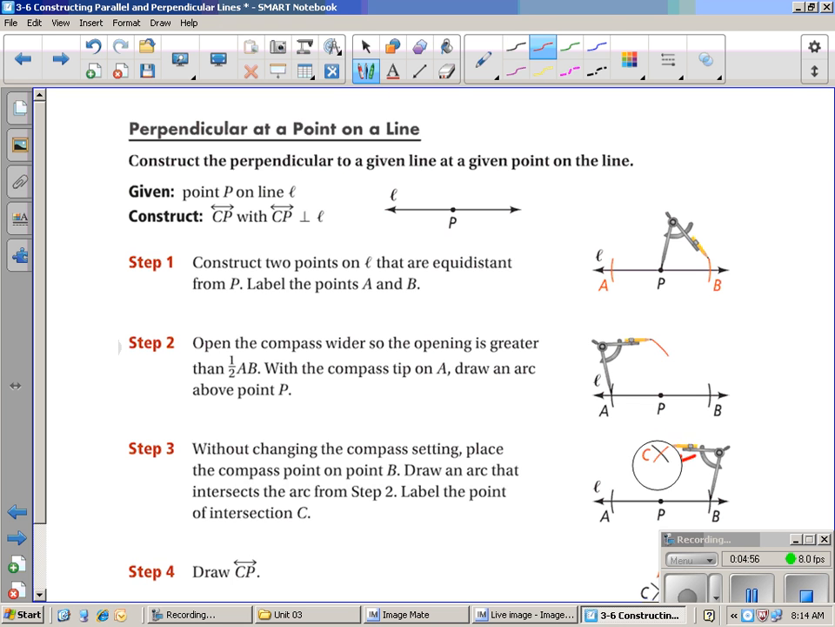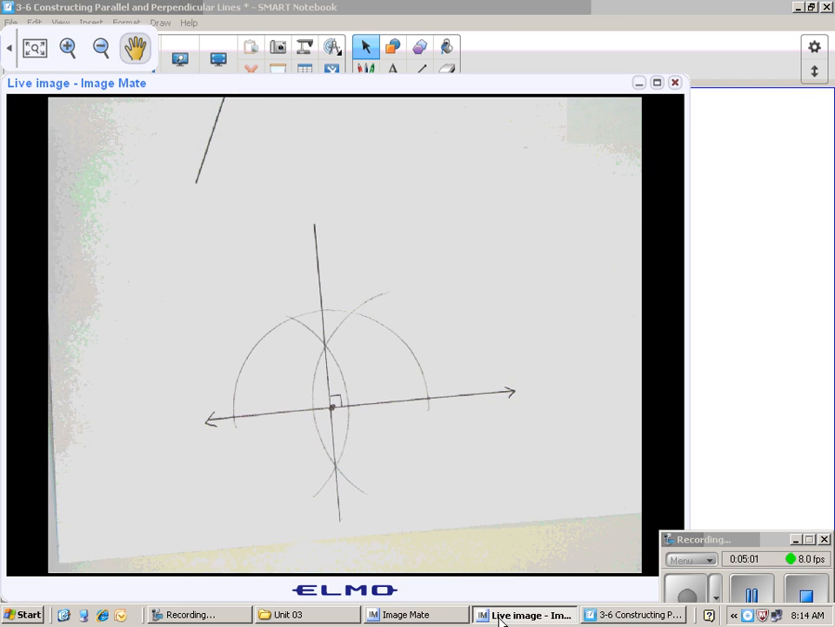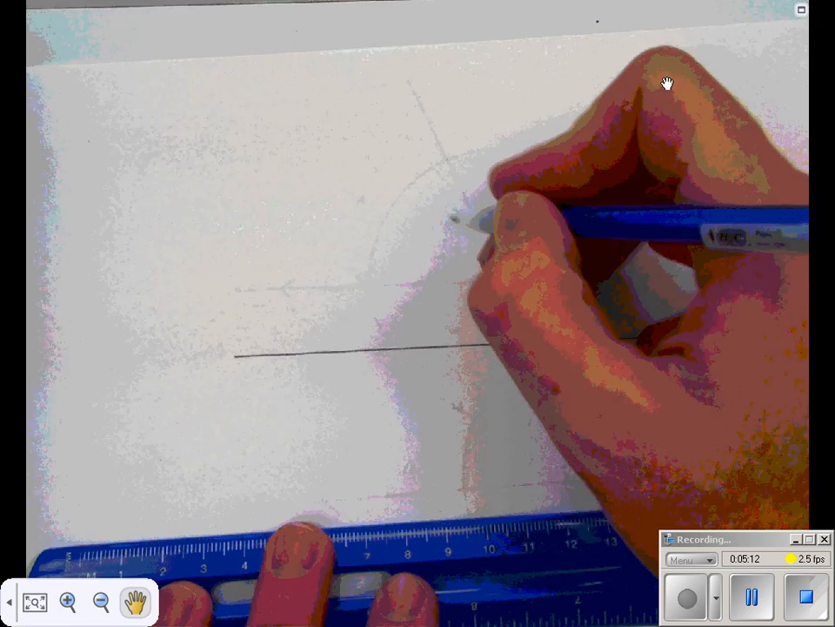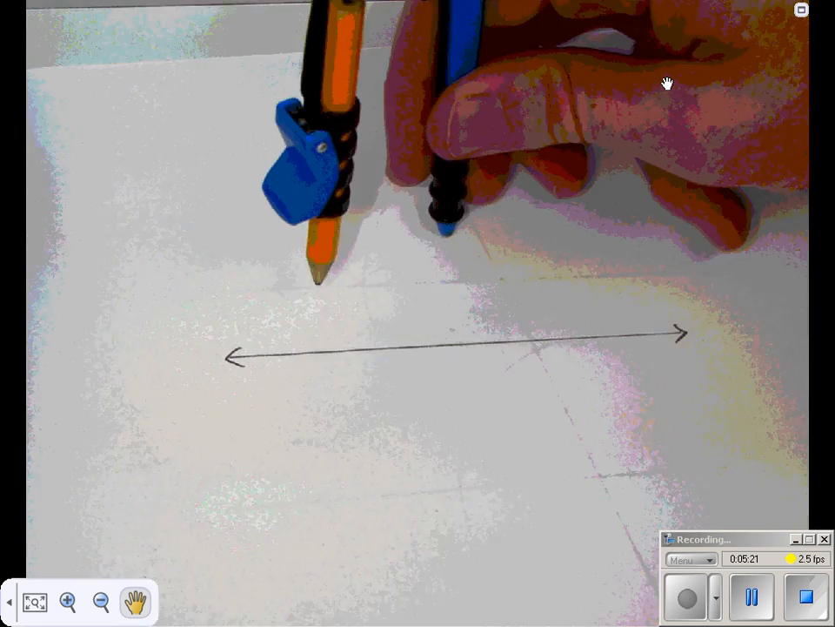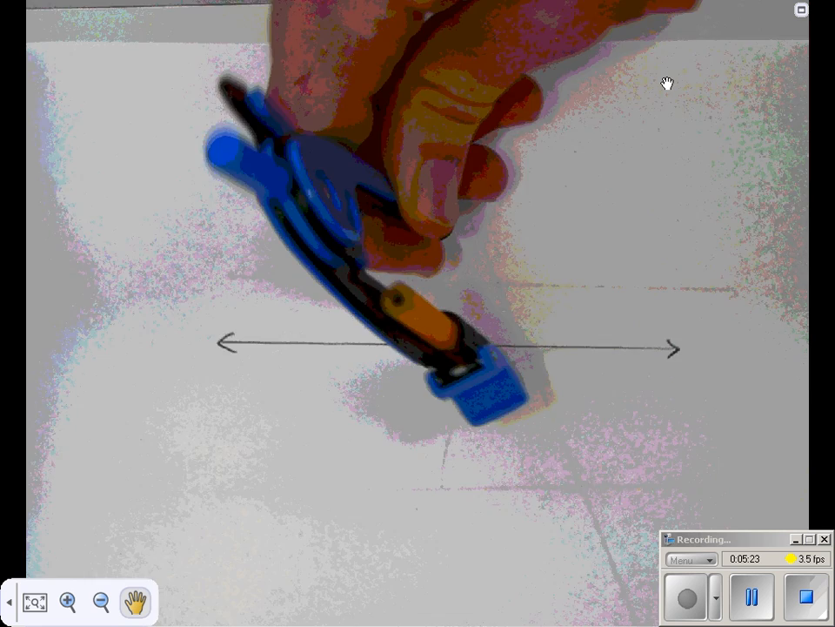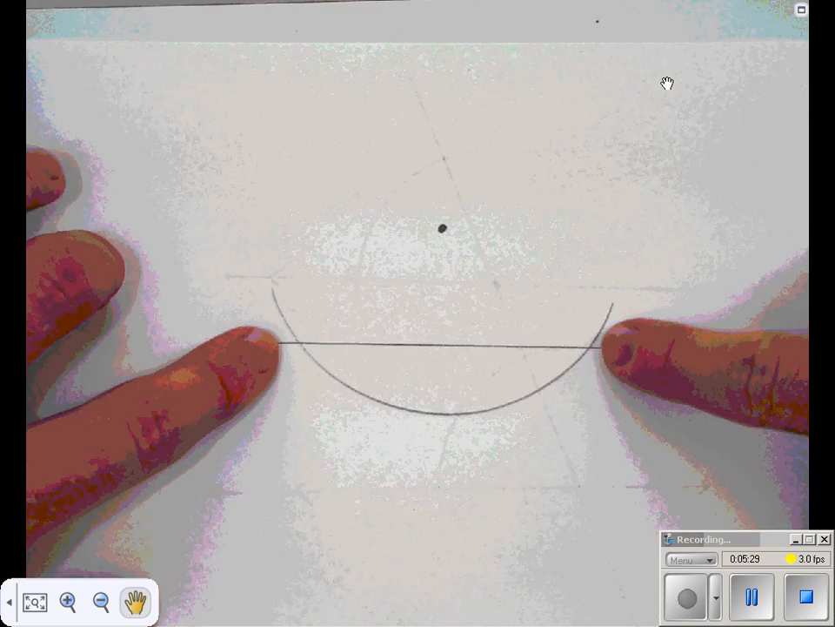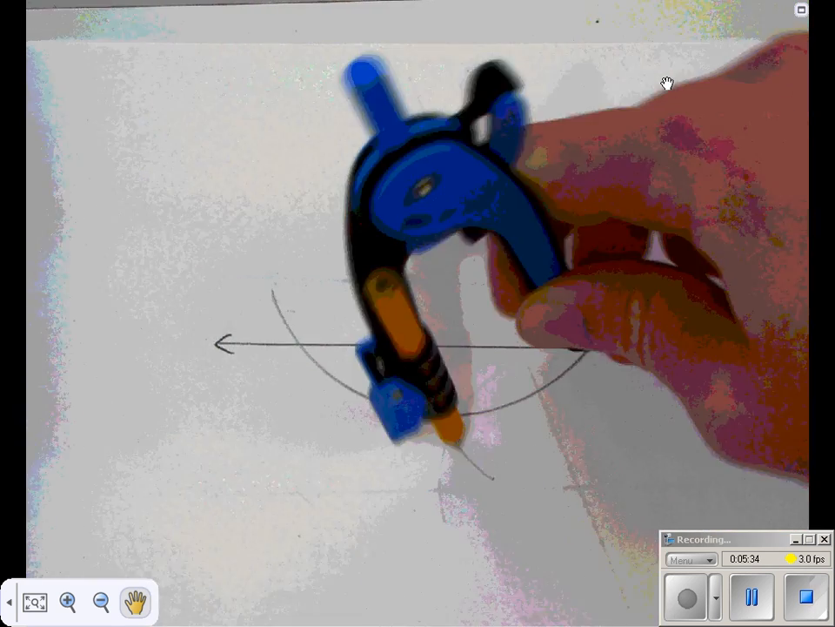The last thing we're talking about is constructing a perpendicular line to a given line through a point that's not on the line. Again, I will use my compass to construct 2 points that are the same distance away. Make sure that goes through the line twice. Then I will bisect this segment. So I make my compass a little more than halfway and draw 2 big arcs.